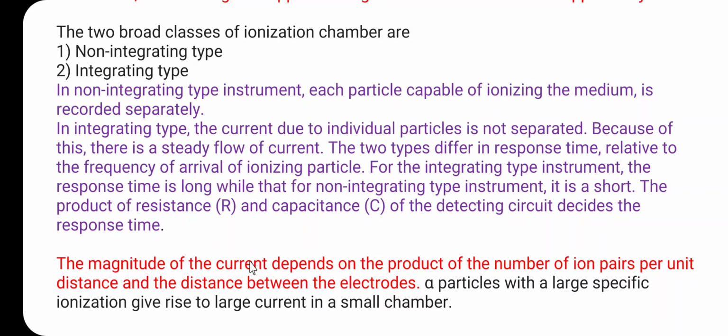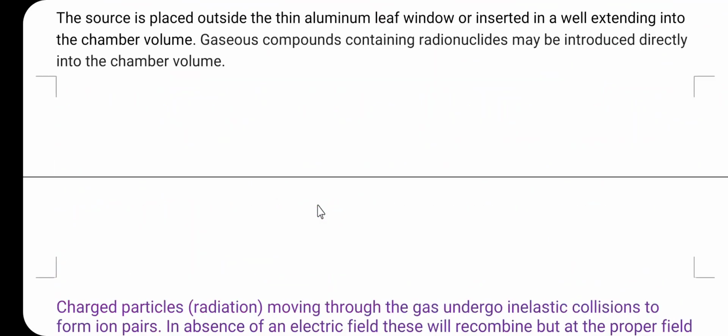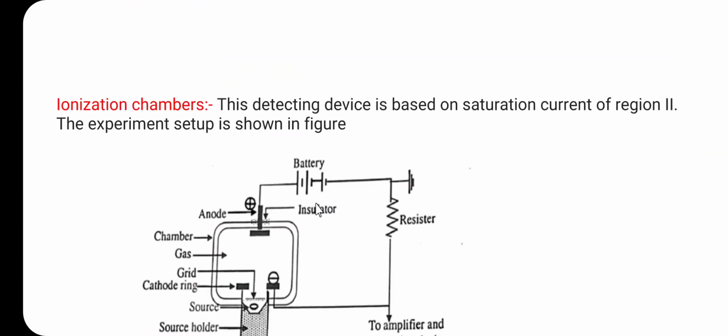So, friends, this is about the two broad classes of ionization chamber: the non-integrating type and the integrating type. Here the magnitude of the current depends on the product of the number of ion pairs per unit distance and the distance between the electrodes. Alpha particles with a large specific ionization give rise to a large current in a small chamber. So, friends, this is about the ionization chamber.